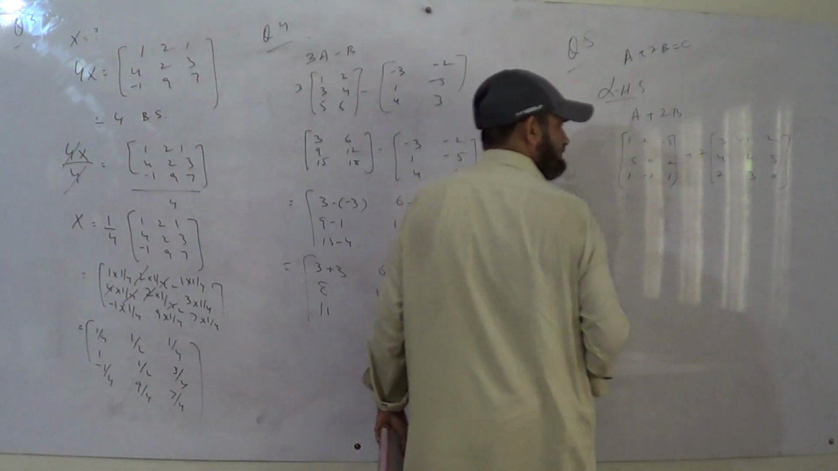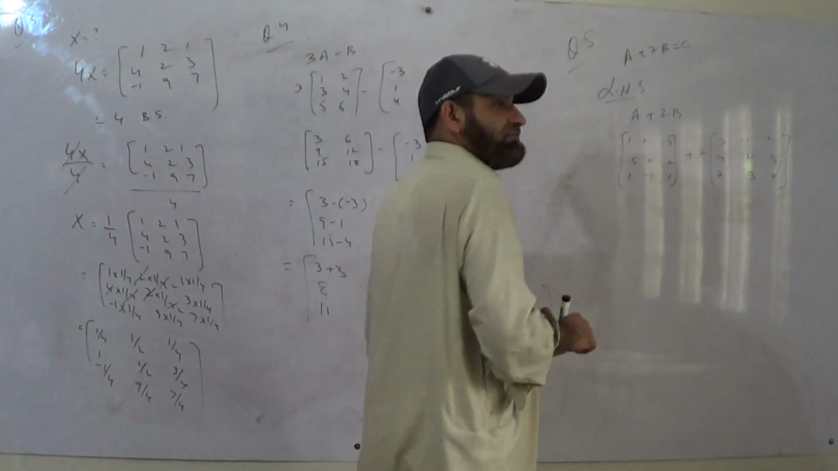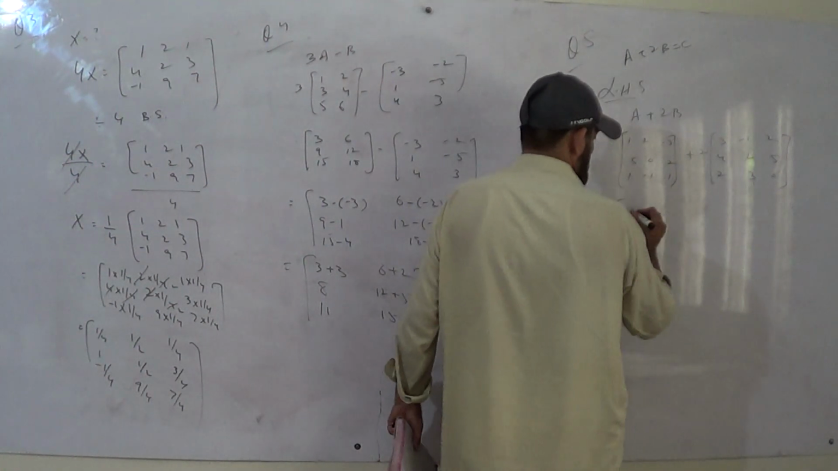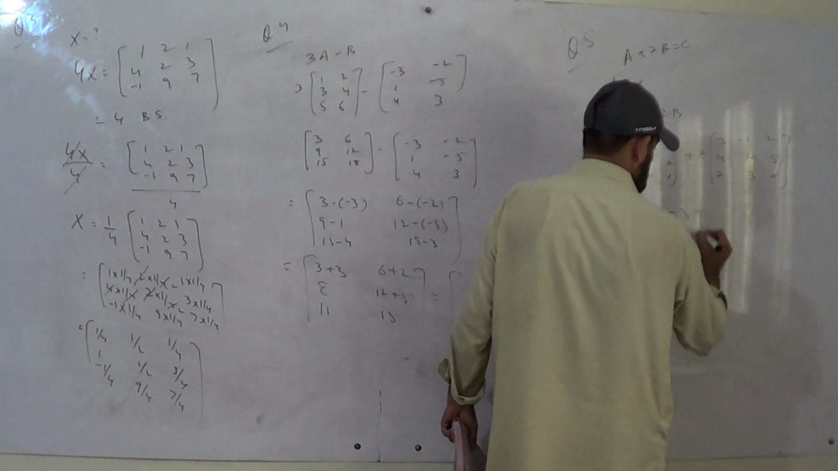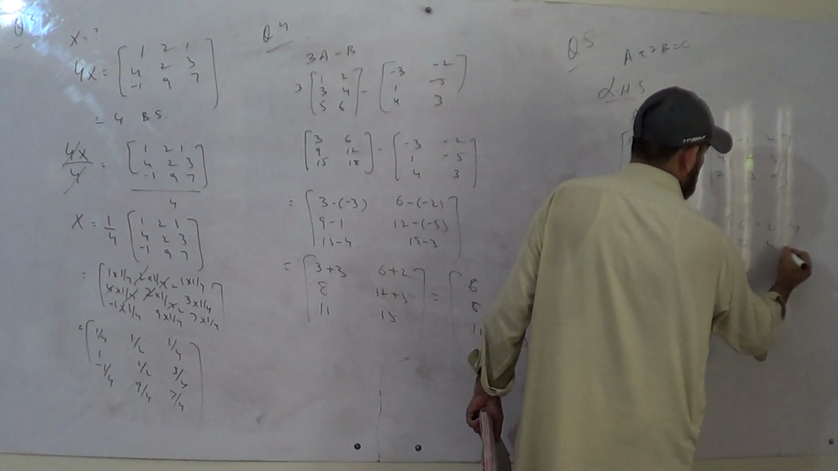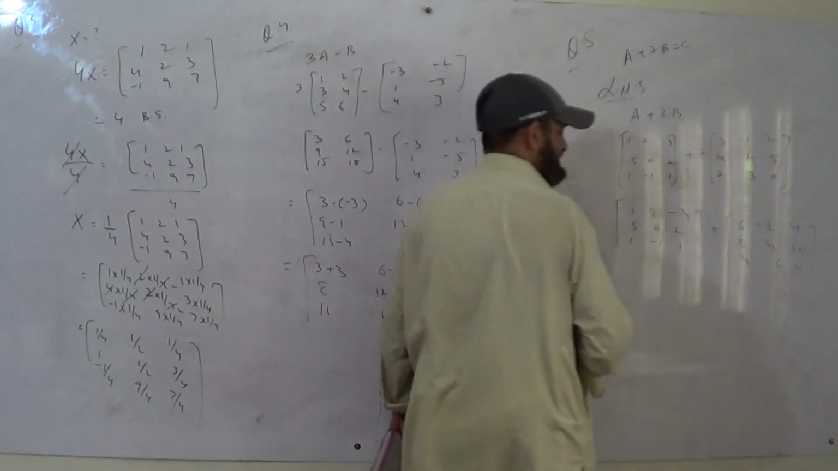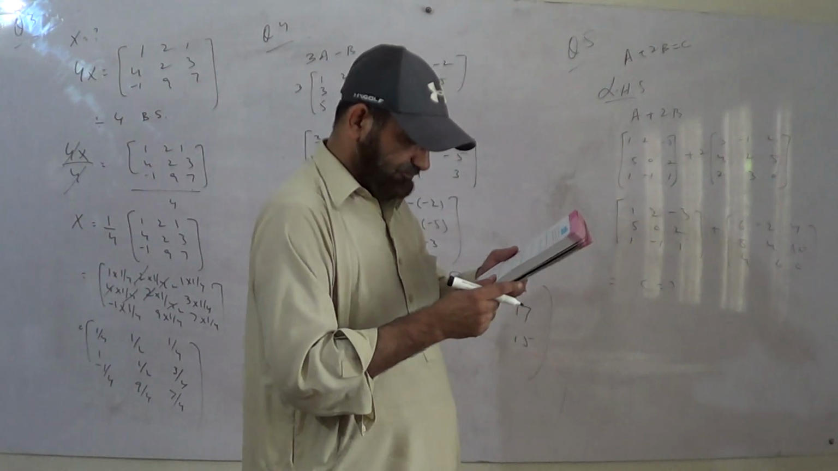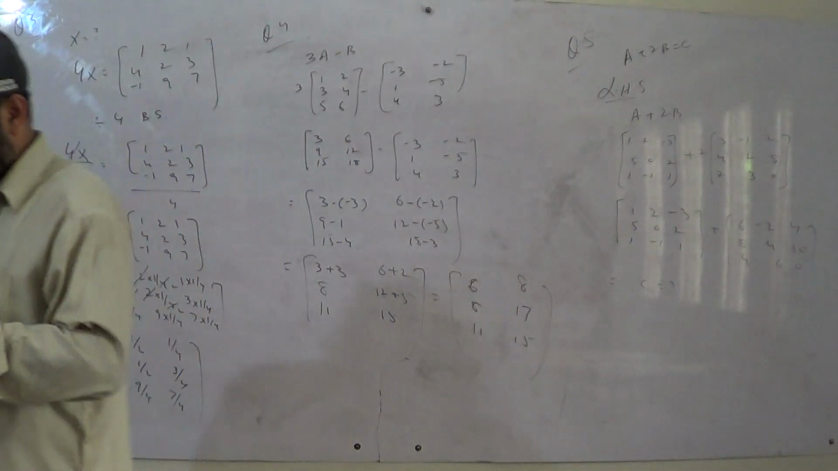Now, first, 2 multiplied with the second matrix. When we multiply, we get 1, 2 and minus 3, 6 minus 2, 4, 8, 4, 10, 4, 6 and 0. Now add these two matrices, you will get the value of C. Now we do question number 6 as well.